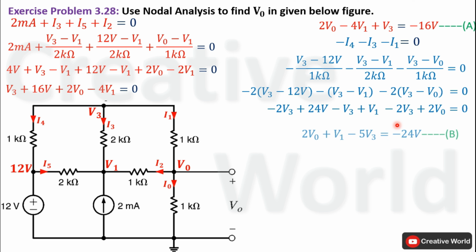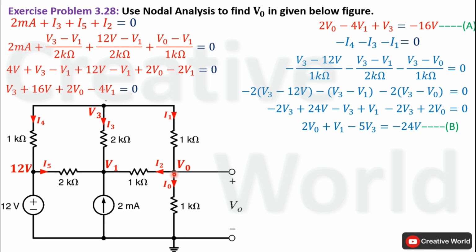Now place this constant value on the other hand side of equal and add values having same variables together. The equation will become 2V0 plus V1 minus 5V3 equal to minus 24 volt. We cannot further solve this equation, so leave it for now and label it as equation B.